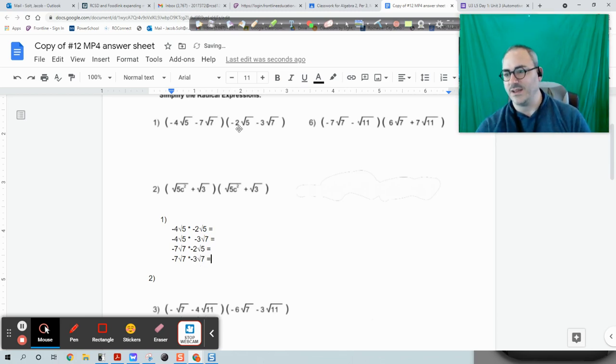Okay, we already did this, so we already know how it's going to turn out. But I'm just demonstrating how I would do it if I was doing it like you are, all in one line. I take the coefficients, multiply them together. Negative 4 times negative 2 is 8. Radical 5 times radical 5 is radical 25. And I hope that we know that that radical 25 is the same thing as 5.